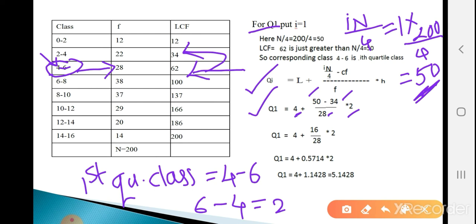In the next step, Q1 is equal to 4 plus (50 minus 34, that is 16) divided by 28, multiplied by 2. So 16 divided by 28 is 0.5714, multiplied by 2 is 1.1428, plus 4 is 5.1428. So our Q1 value is 5.14.